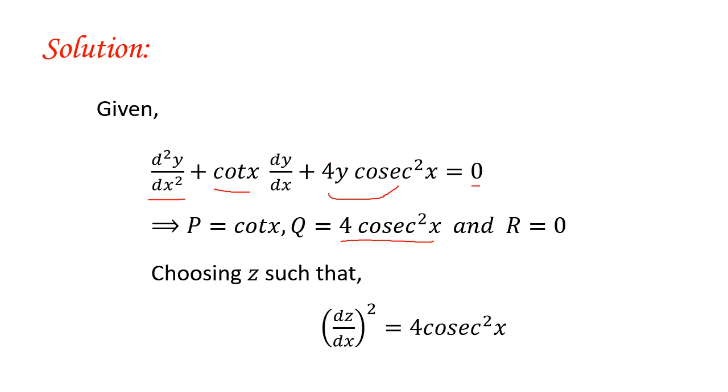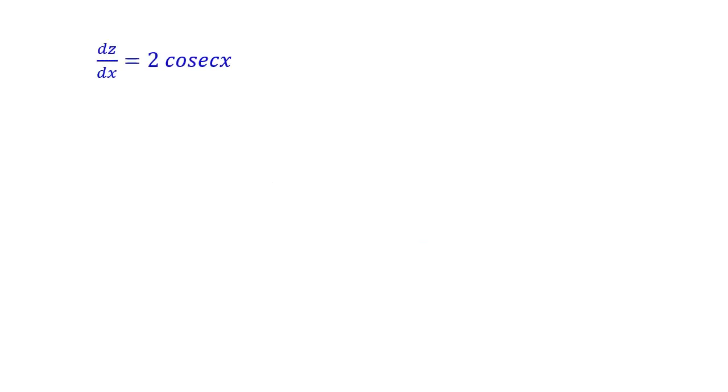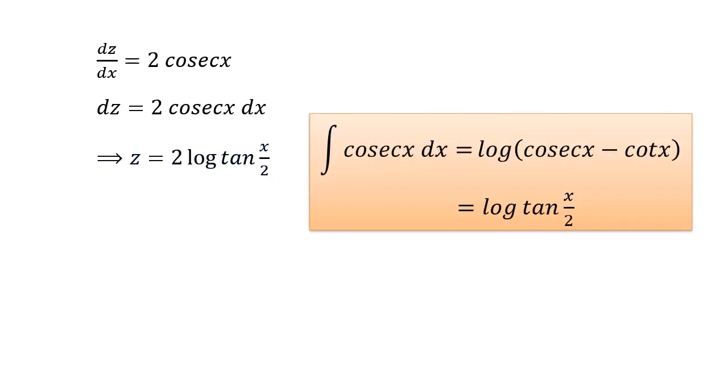So in the next step, we get dz/dx = 2 cosec x. Now we shall separate the variables. dz = 2 cosec x dx. Now integrating, we get z = 2 log tan(x/2). We know that the integral of cosec x dx is log(cosec x - cot x). So another value is log tan(x/2). So to make simplification easier, we consider log tan(x/2).